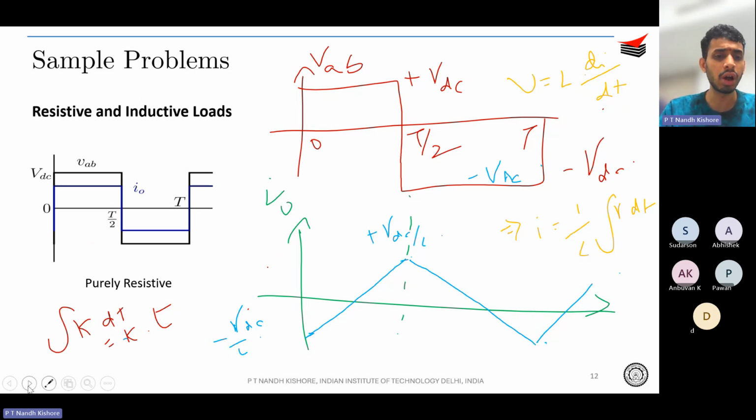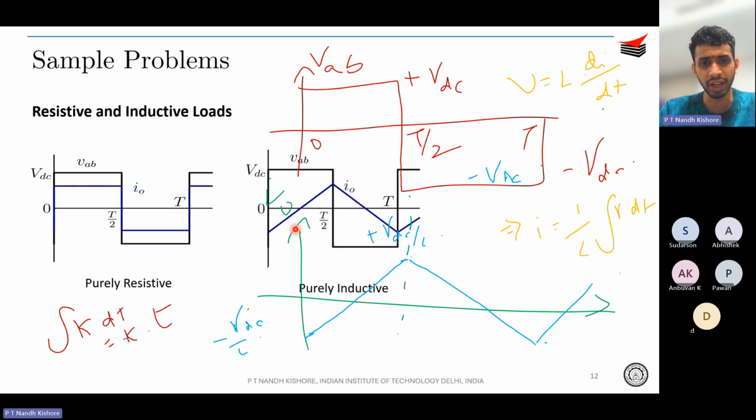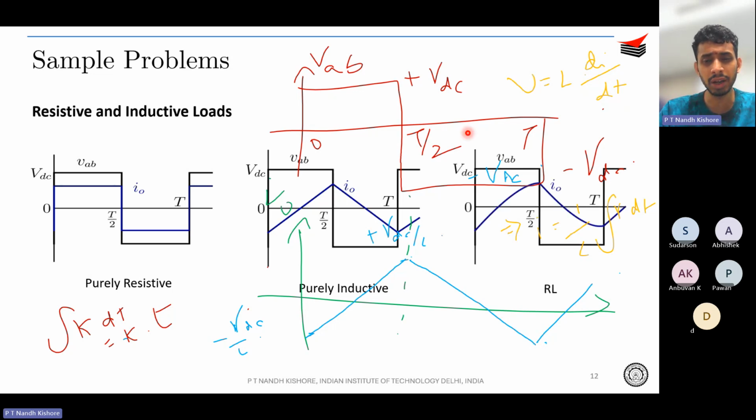And for an RL load, how will it look? For an RL load, it is supposed to look somewhere in between a square wave and a triangular wave, correct? So theoretically speaking, this is how it will look. For the purely inductive case, it would look like a ramp or a triangular wave, as shown over here. And if it was an RL load, it will look something in between. It will have a curvy nature, right?